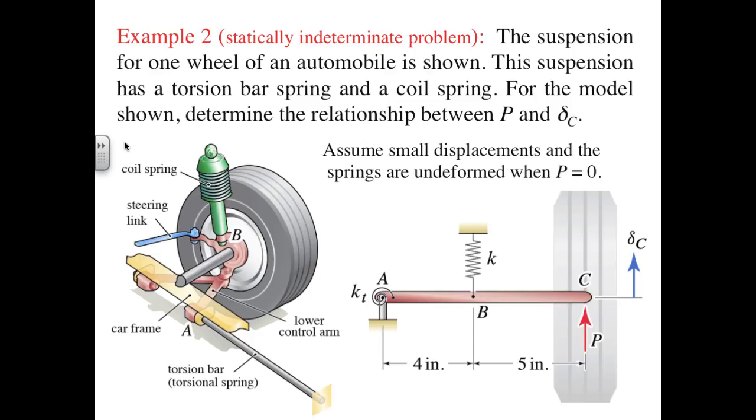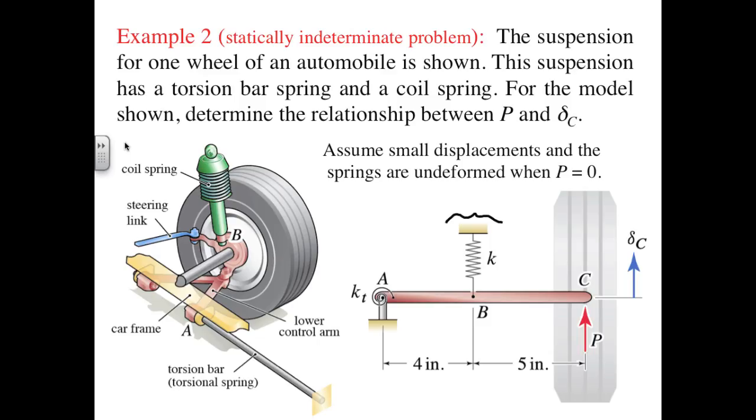As a second example, we have a model for the suspension of one wheel of an automobile. The coil spring shown in green is going to be a shock absorber. What's not shown there is that it's going to be attached to the automobile chassis, and while that isn't represented in the 3-dimensional perspective view, it is effectively represented here.